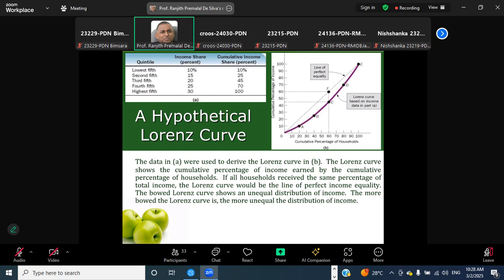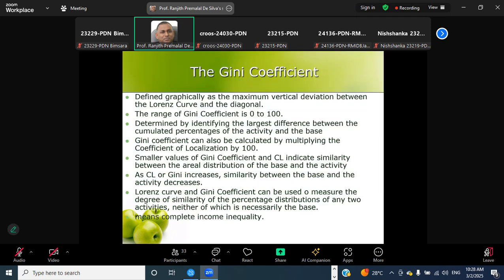Next one, 70, your cumulative household share is 80. The difference is 10. So the highest difference is between 45 and 60, and 25 and 40, which is 15. So your Gini coefficient is 15 in this particular case. The largest value could be 100, and the smallest value, when there's no difference, is 0. That is how it goes.